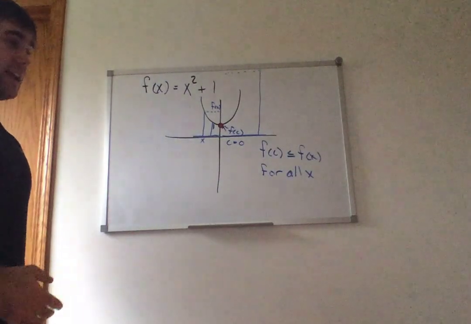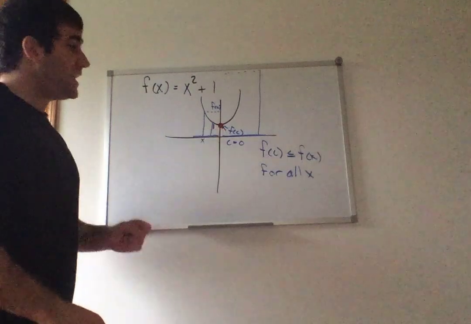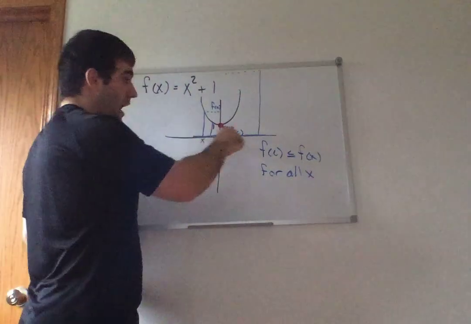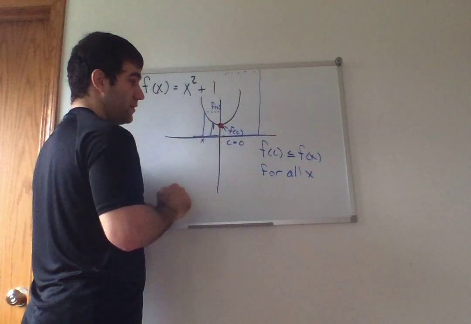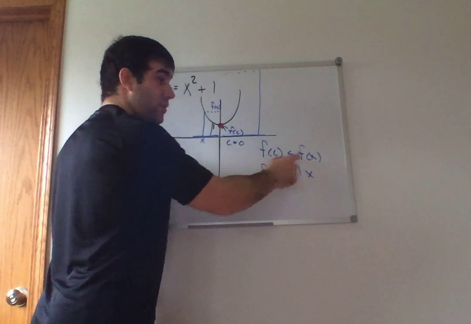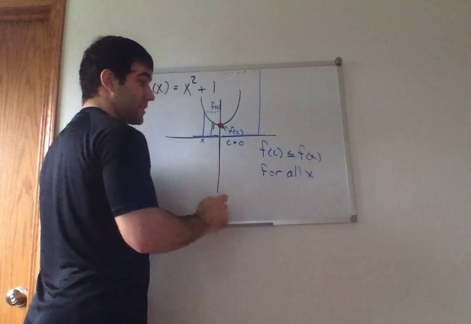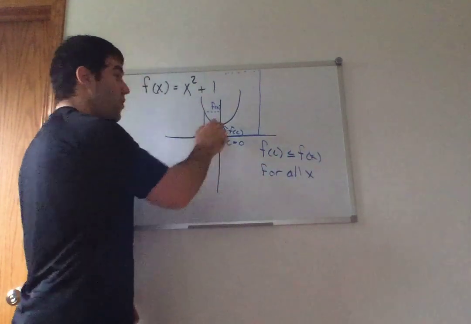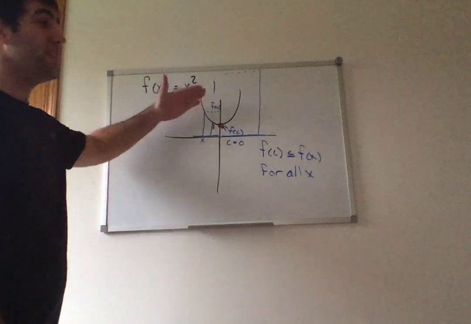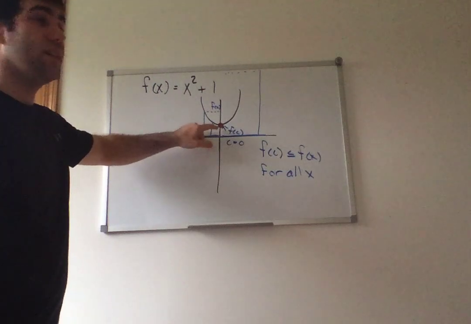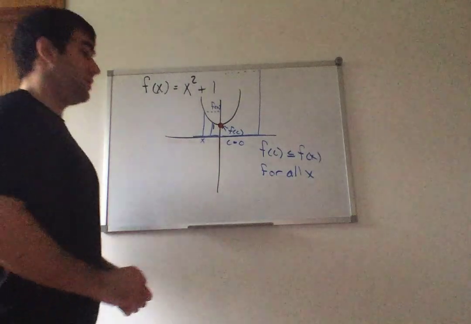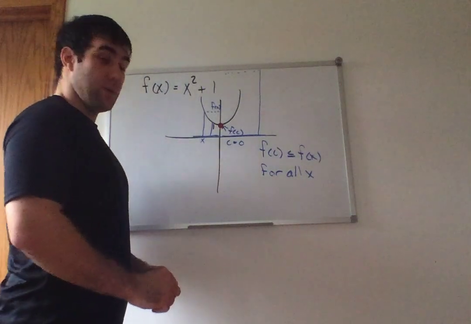Just to reiterate, this f of c is an absolute minimum because everywhere on the domain, f of c is always smaller than or equal to any f of x. Again, this is for all x. No value on this parabola, no value on this function is going to be smaller than this minimum value here. So it is the absolute minimum.